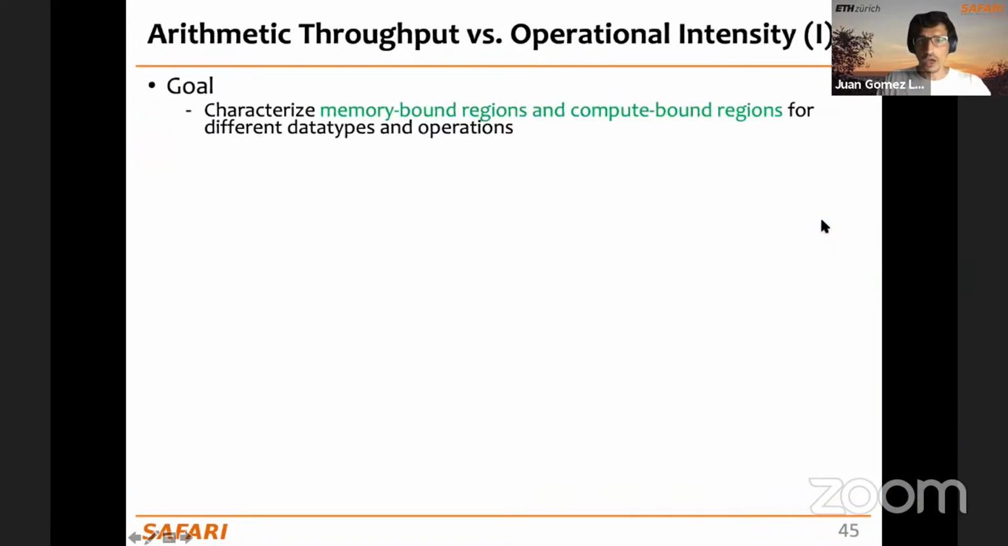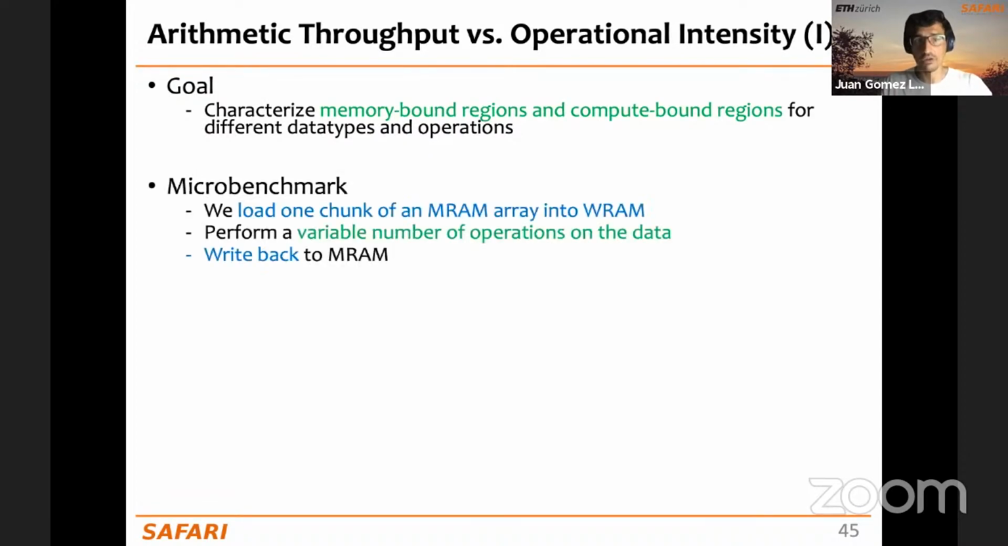So we create a micro benchmark where our goal here is to characterize the memory-bound regions and compute-bound regions for different data types and operations. In our micro benchmark, as I said, we read from MRAM to WRAM, then we perform a variable number of operations on the data that we have in WRAM, and then we write back to MRAM.